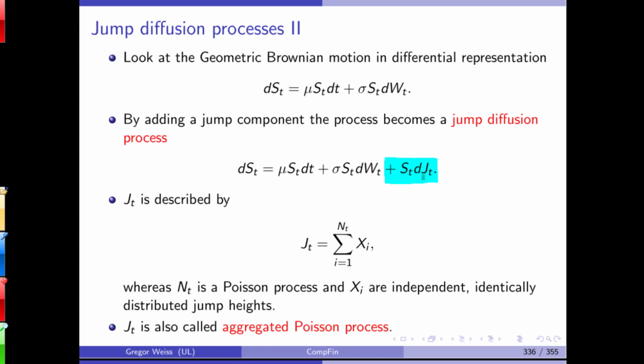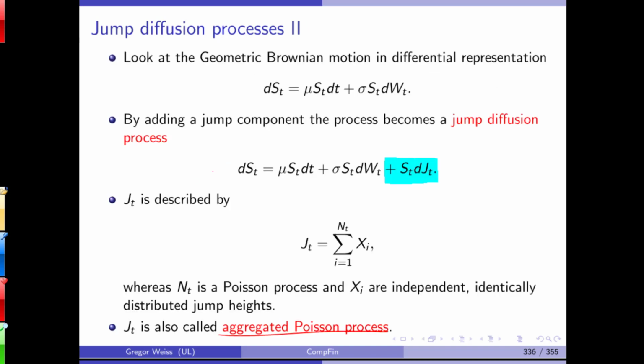Jt is described by Jt, the sum over i equal to 1 until Nt of Xi. Nt is a Poisson process, and the Xi are independently, identically distributed jump heights. The jump process itself always goes up by 1, and we will include this process Xi here. These are identically distributed jump heights. And Jt is also called an aggregated Poisson process.